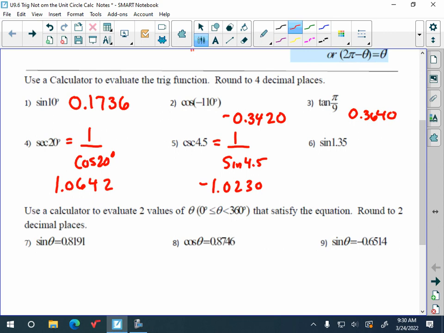All right, then number 6, sine of 1.35. 1.35 is a radian, so make sure you're in radian mode again. All right, so 0.9757.